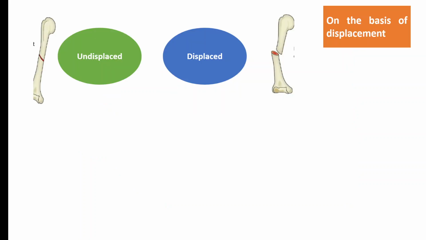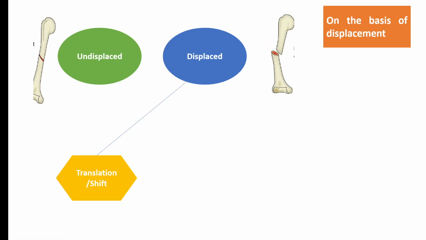Now, the first basis is the fracture classification on the basis of displacement. On the basis of displacement, a fracture can be undisplaced or displaced. In the first picture, we can see there is a fracture, but the fragments are not displaced. The fragments are anatomically aligned with each other. But in the second picture, we can see there is a fracture, but the two fragments are not anatomically aligned with each other. So, the fracture here is displaced.